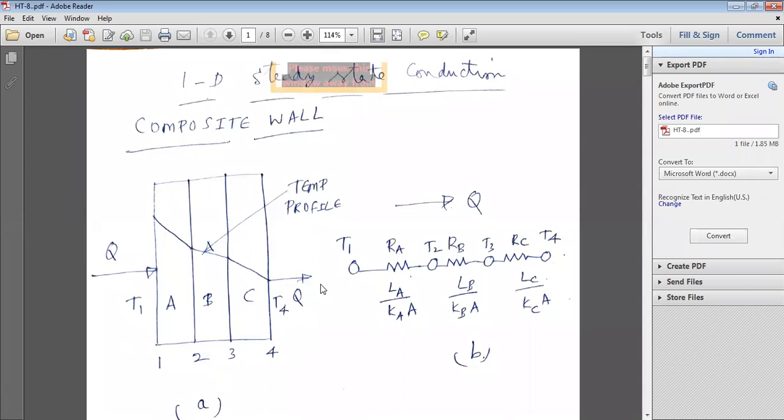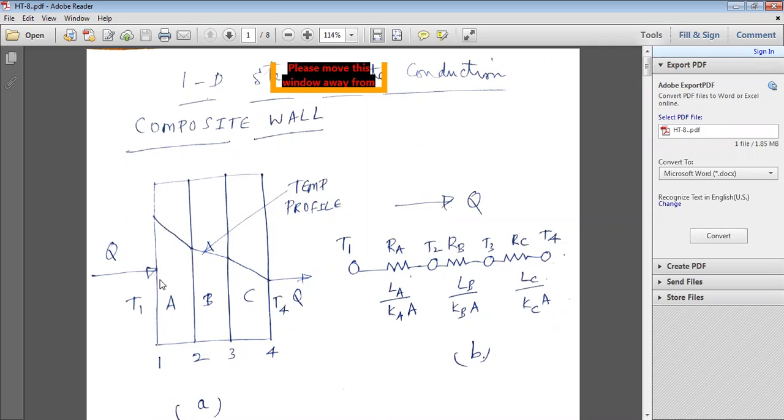So here, one-dimensional heat transfer. How do you calculate the heat transfer Q in a composite wall? Composite wall means more than one material: material A, material B, material C, and heat is transferred through this wall. Composite means a combination of two or more materials. For example, there are three materials. If we combine three materials, heat is transferred from left hand to right hand.